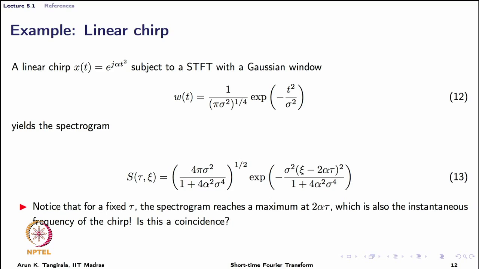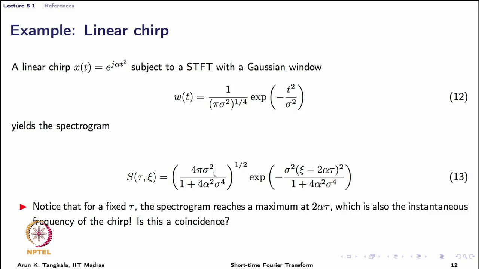So, a simple example that I want to take is for a linear chirp. We have discussed two extremes. Let us look at the linear chirp, and this is an example taken from Mallat's book. This is the chirp. You can see that it is a linear chirp because the phase is a quadratic function of time t, and I am using a Gaussian window. This is exactly the window that Mallat uses in his book. And if you work out the math, then the spectrogram turns out to have this expression here, all right.